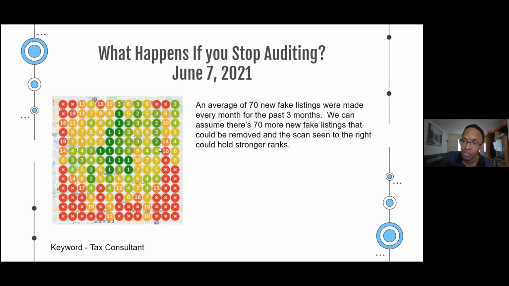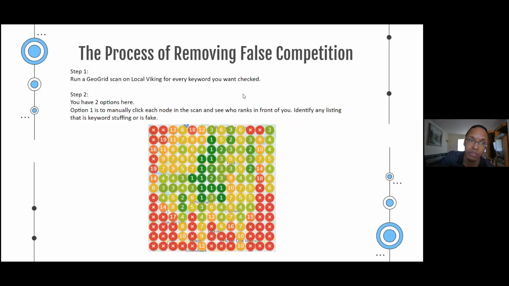So what I recommend to everyone here is if you identify, or if we identify for you that there are fake listings harming you, every month dive in and get them removed, or you can reach out to myself and my business to get them removed for you. So what do we do? How's this process done? We run a GeoGrid scan on Local Viking, and then we manually go through all these nodes and check to see who's in front of you, competition-wise.